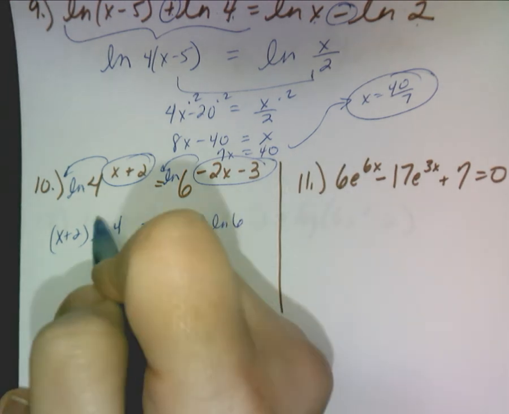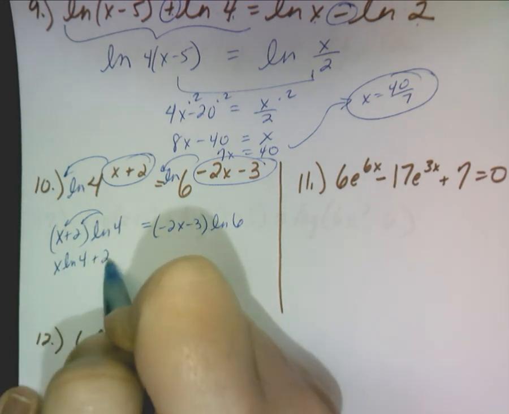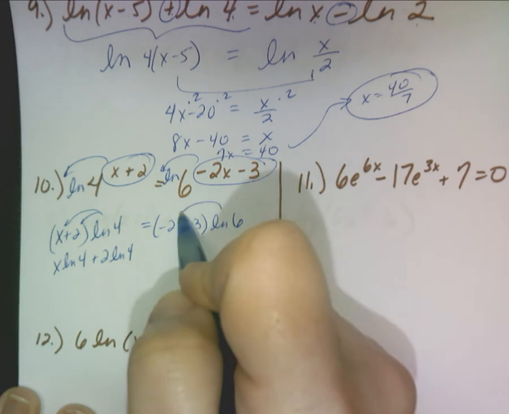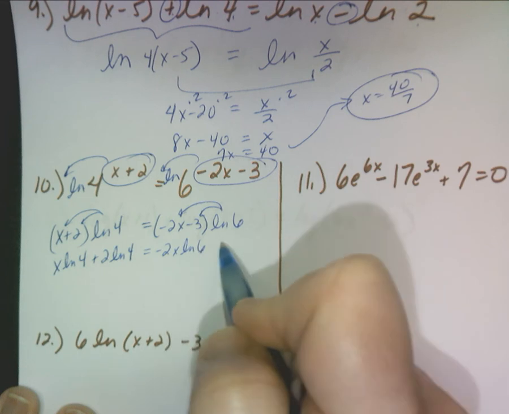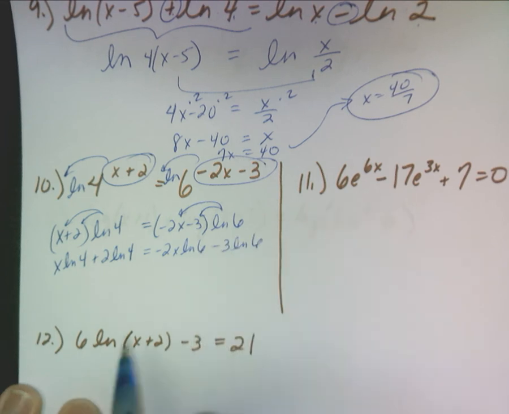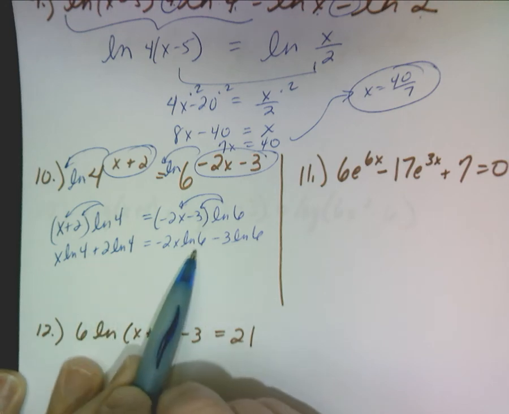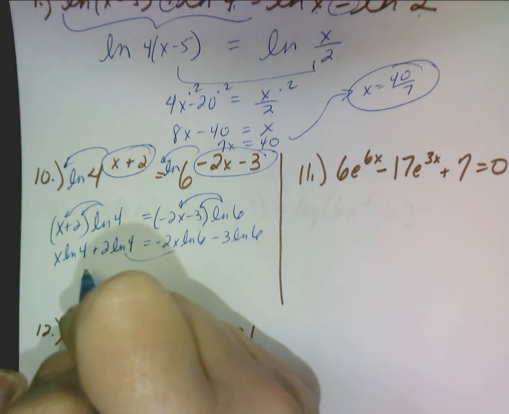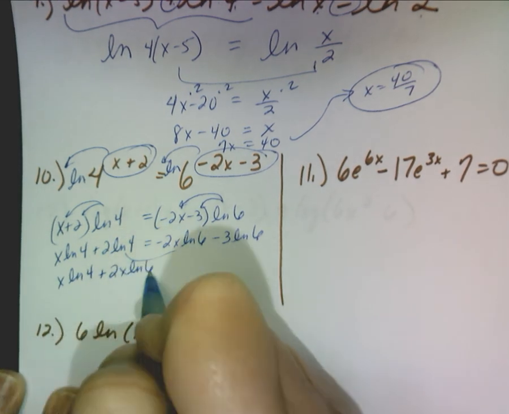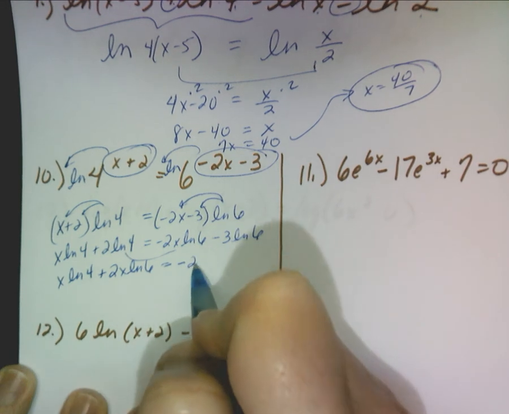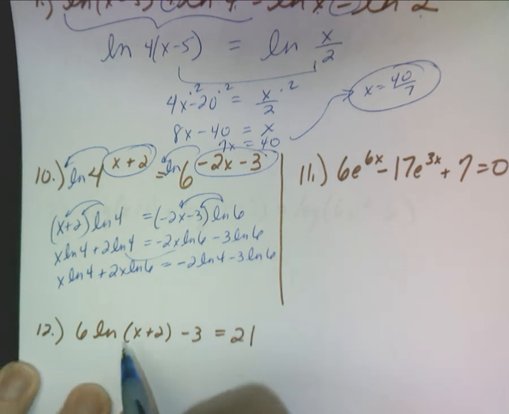And then you got to distribute it. Because remember, ln of 4 is just a number. So x ln 4 plus 2 ln 4. This one would be negative 2x ln 6 minus 3 ln 6. Get all your x's on one side and everything that has a number and an ln to the other. So pretty much you're switching these two. So x ln 4 plus 2x ln 6 equals negative 2 ln 4 minus 3 ln 6.